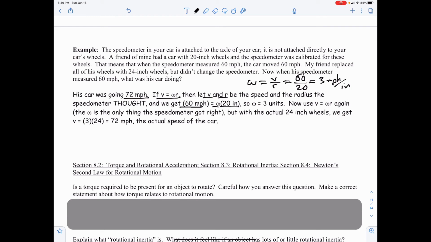Now we're going to use the exact same thing. You're rotating it the same way because the axle is the same size. The axle didn't change, but the wheels are just bigger. So if we use our equation v equals R omega, you're using the same omega, but with a different R, 24-inch wheels. So the same 3 times the 24 gives us 72 miles per hour. 12 miles per hour difference, just with slightly bigger wheels.